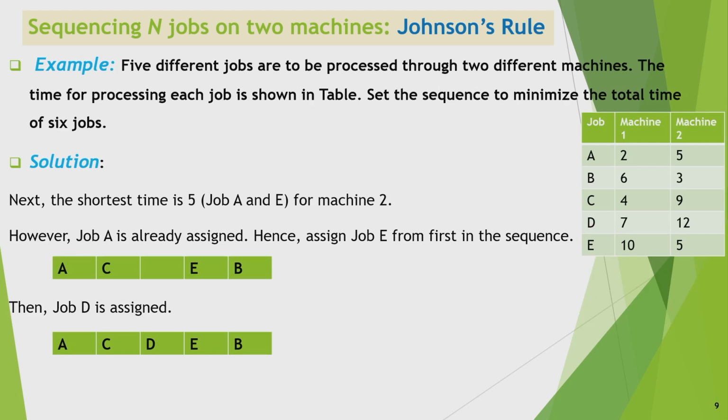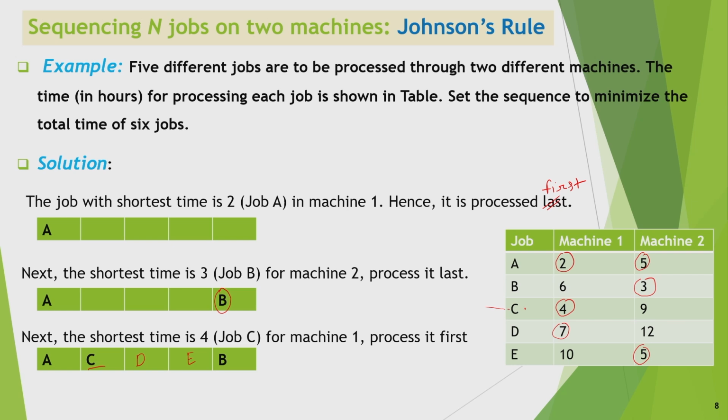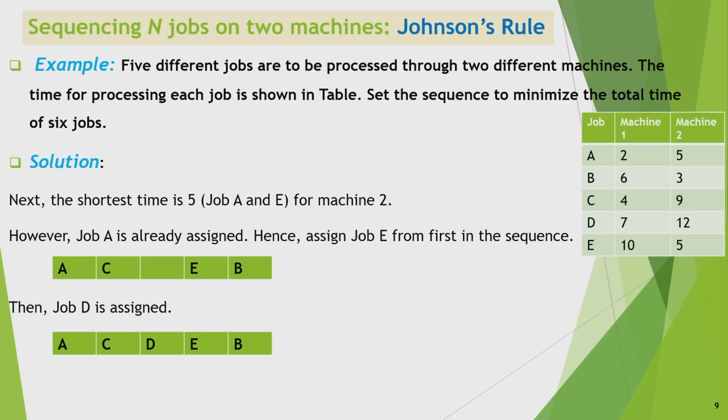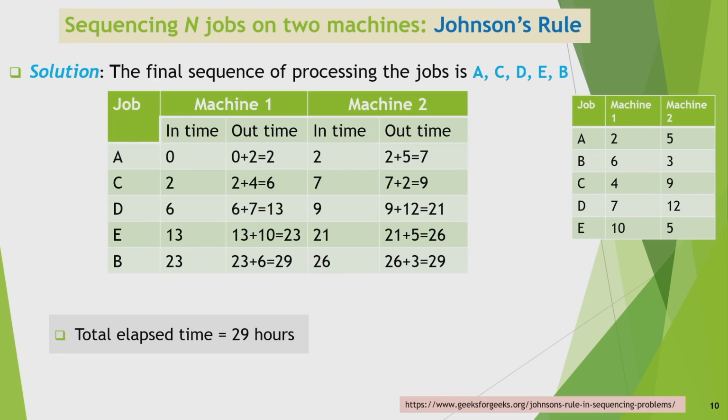Same thing I have written in this slide again. So, now suppose we have already assigned A and B. Now, the shortest time is for job A and E. Okay. But the job A is already assigned, hence assign job E from the first in the sequence, that means E, and then job D is assigned. Of course, there is no option also because that is this one. So, job D is, so you should get A, C, D, E, B.